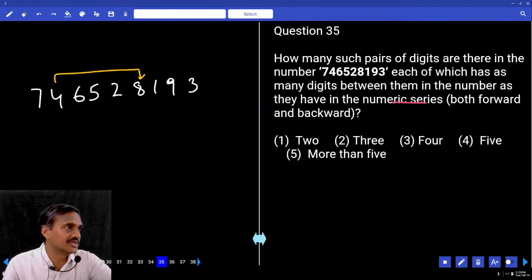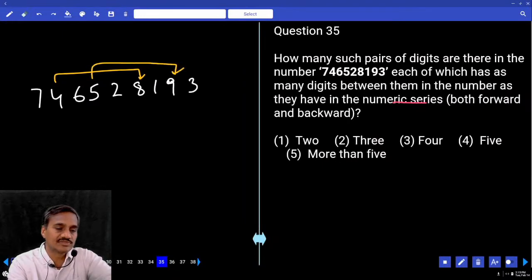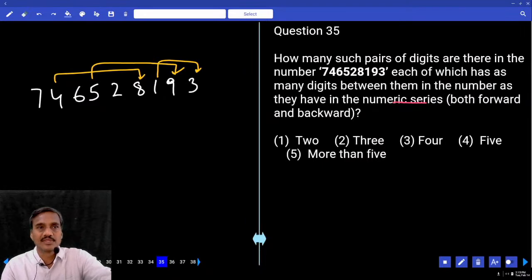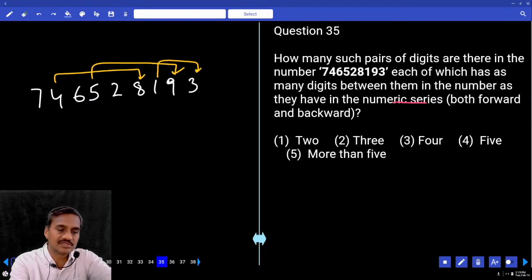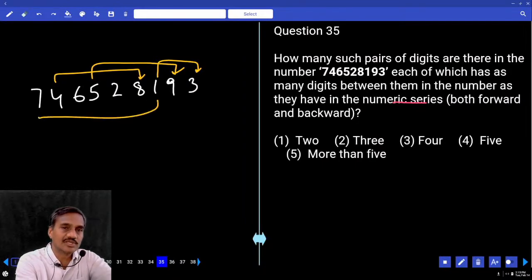Again, in the numeric series from 4 to 8, 5, 6, 7 are the 3 digits we have. And next one, 6, 7, 8, 9. 5, 6, 7, 8, 9. And next one, 2, 3, 4, 5, 6, 8, 9, 1, 2, 3. Again in the rest, 3, 4, 5, 6, 7, 8, 9. Then 1, 2, 3, 4, 5, 6, 7.